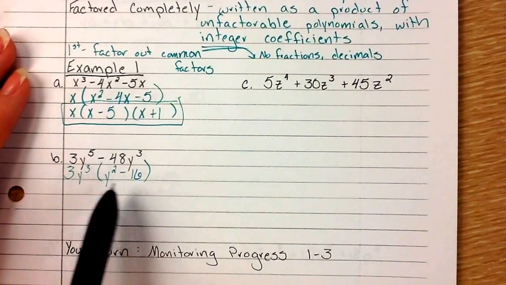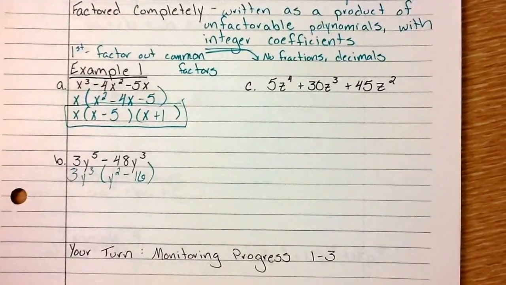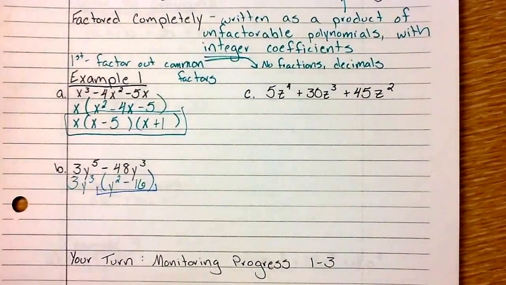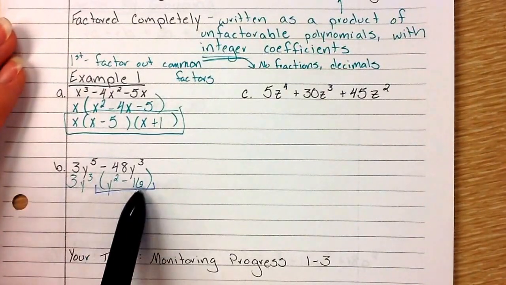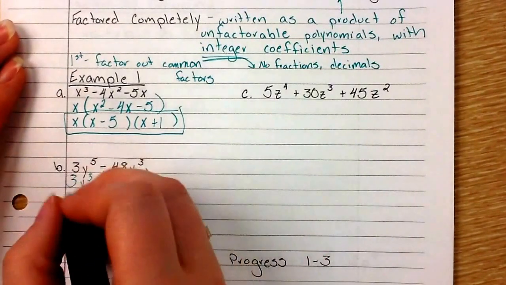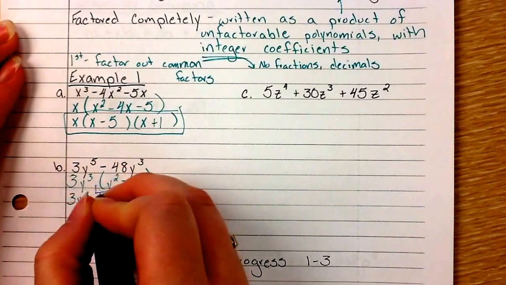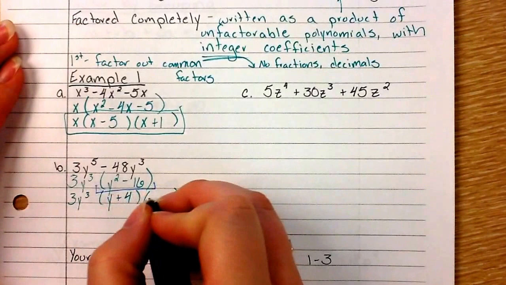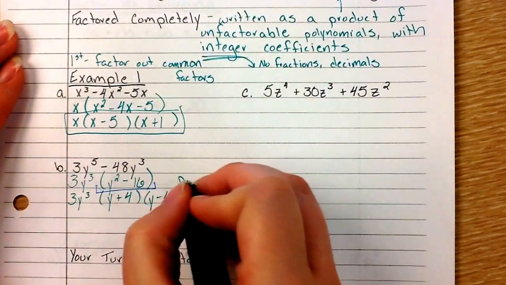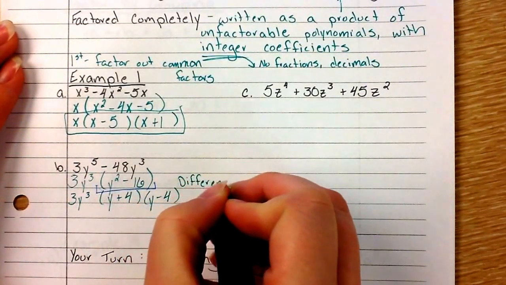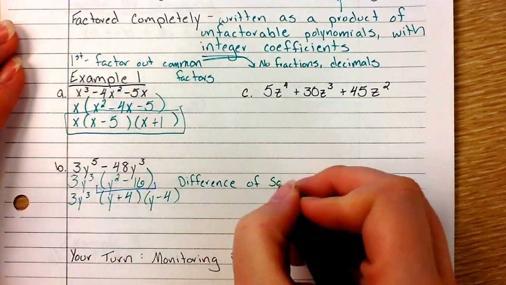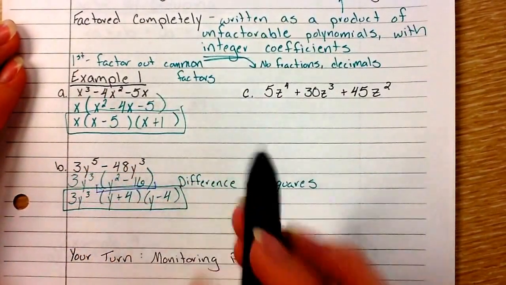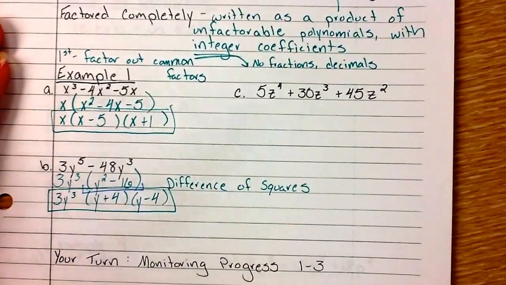Now I need to look at what's left. With what's left here, can I factor that? So look at this thing right here. Is there anything I can factor out of that? Well, y squared is a square, 16 is a square, and it's a minus. That's a difference of squares. So that'll factor with my difference of squares. So that would give me y plus 4, y minus 4 if I use the difference of squares. So we're going to have to remember our previous factoring rules. So there we're completely factored. 3y to the 3rd, y plus 4, y minus 4.